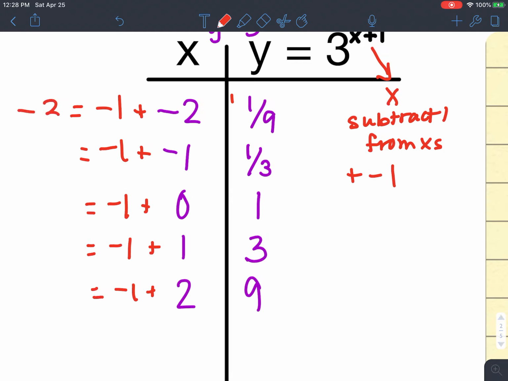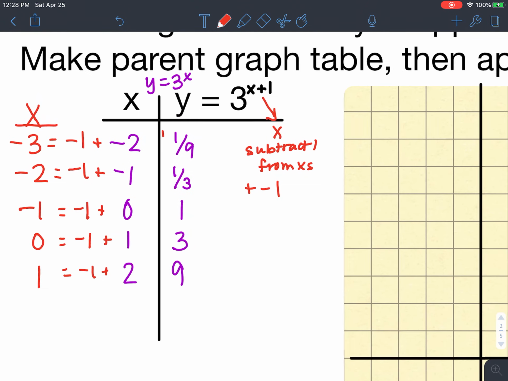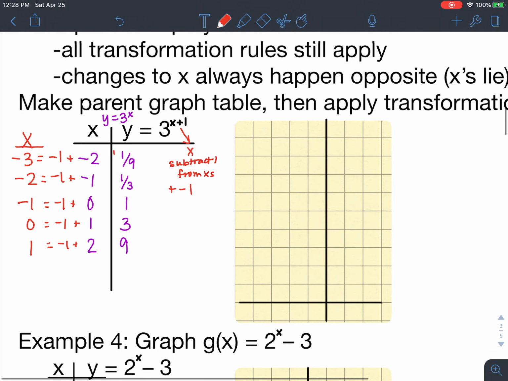So -2 plus -1 is -3. -1 plus -1 is -2. -1, 0, 1. And now these are my new x values that I'm really going to use. And nothing happened to the y values, so they're going to stay the same. Okay, so I'll start with the middle.